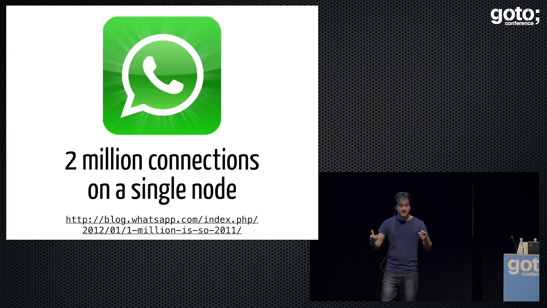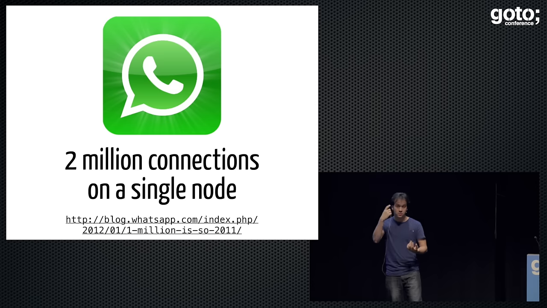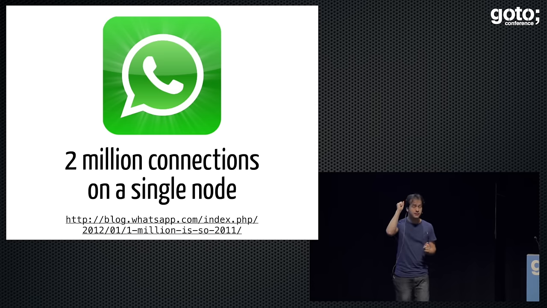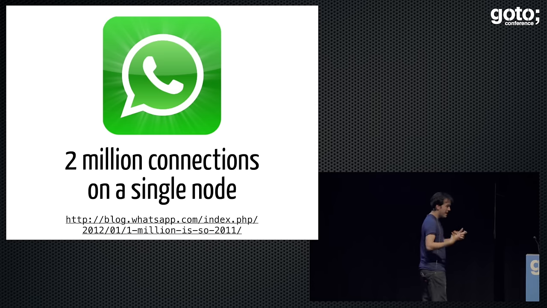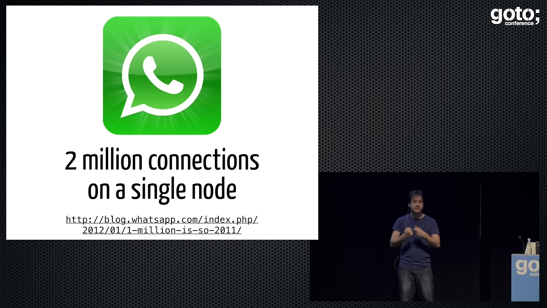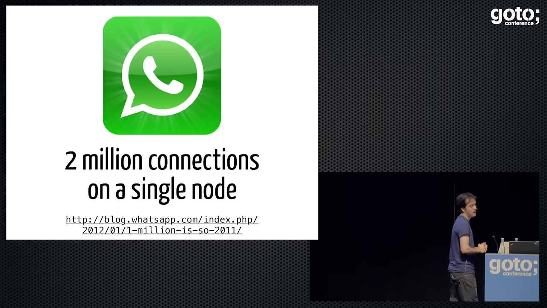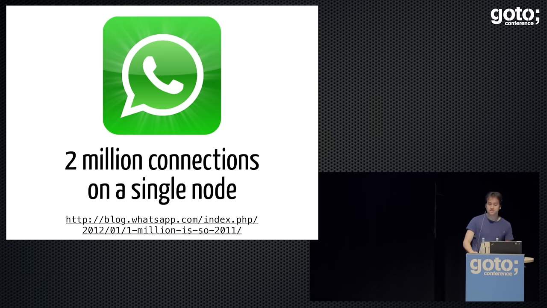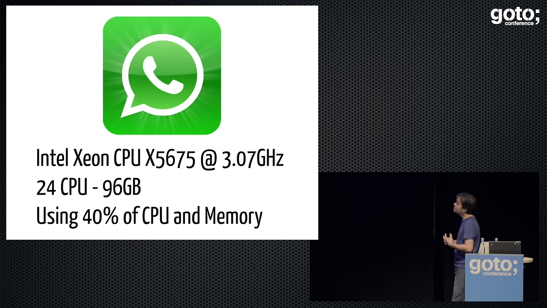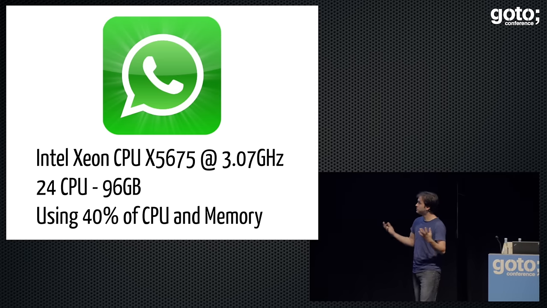So what was happening is that they had 2 million devices connected to a node, a machine in production, and those devices were sending and receiving messages, and on a single machine they had 2 million connections. And when you go to see the machine, you can see, well, it's a good machine, right?